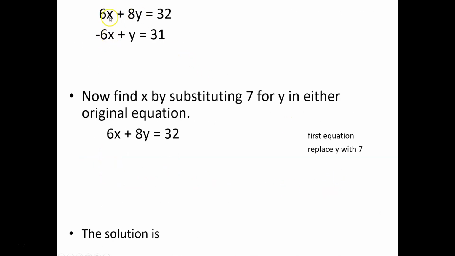So here's our two equations. We're going to try adding them together. And when we do that, the x's cancel. We have eliminated the variable. And we have 8y plus y, so that's 9y. And 32 plus 31 is 63. Now, we still are going to try and get that y by itself. So we divide both sides by 9. And we find y is 7.